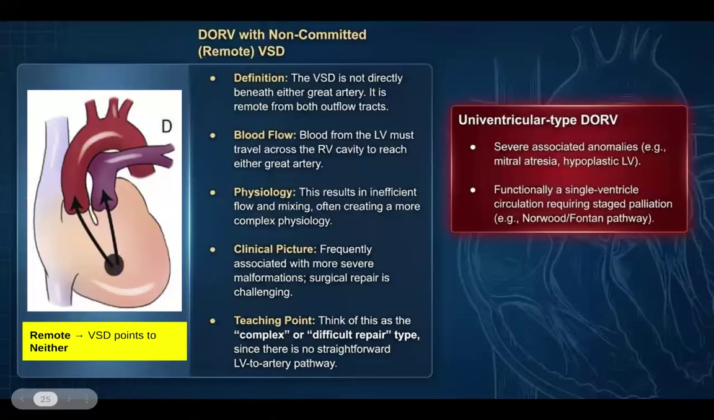And then lastly, we have one that is really severe. In double outlet right ventricle, the VSD in the first three types helps blood still get circulated. But in this particular case, this VSD points to neither. This is one of the most severe types. It's also known as the univentricular type. It's severely associated with mitral atresia because of the lack of blood flow. It's hard for the blood to reach these outflows.